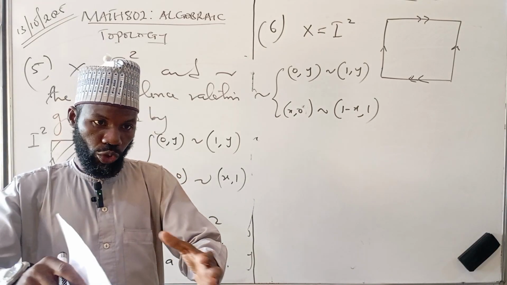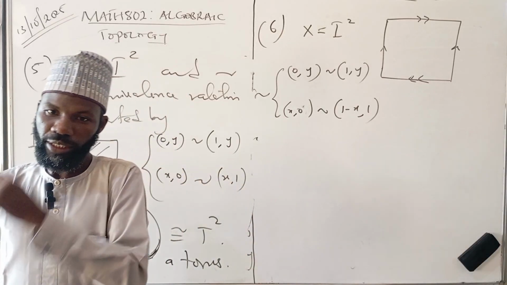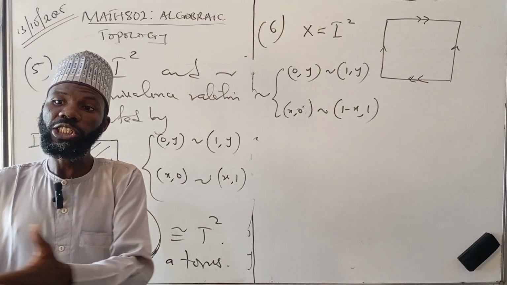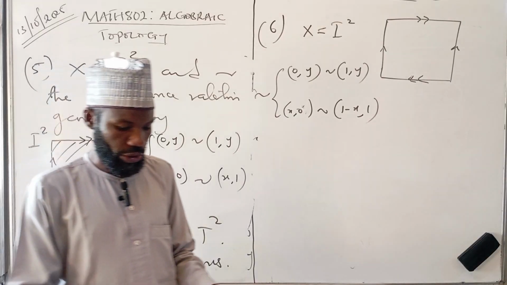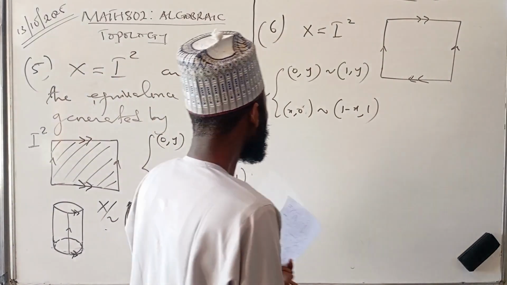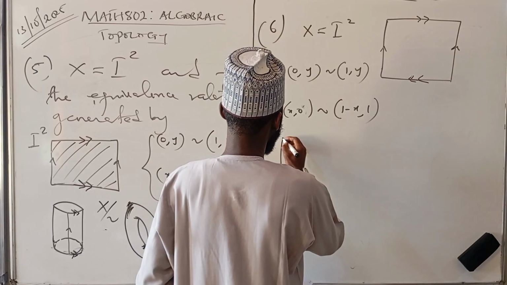So if you must do it, you have to go to 4D. That is a 4-dimensional Euclidean space. Only there will you be able to do it, because this is what you will do now. When you form the cylinder, this is the cylinder.